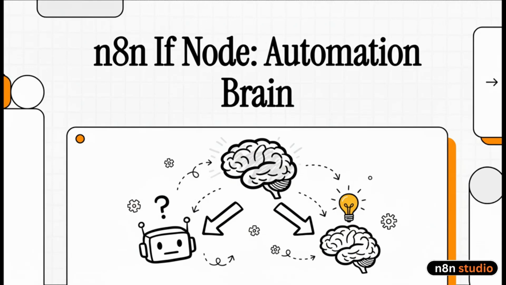Hey everyone, you can build an automation and it works, but you get that feeling that it's just a little bit dumb, right? It just does the exact same thing over and over no matter what. Well, today we're going to fix that. We are giving your automation a brain, and that brain is the n8n if node. All right, let's get right into it.